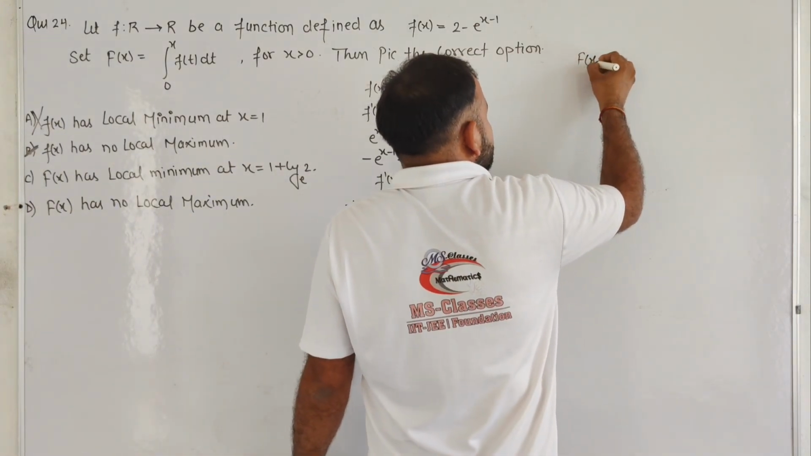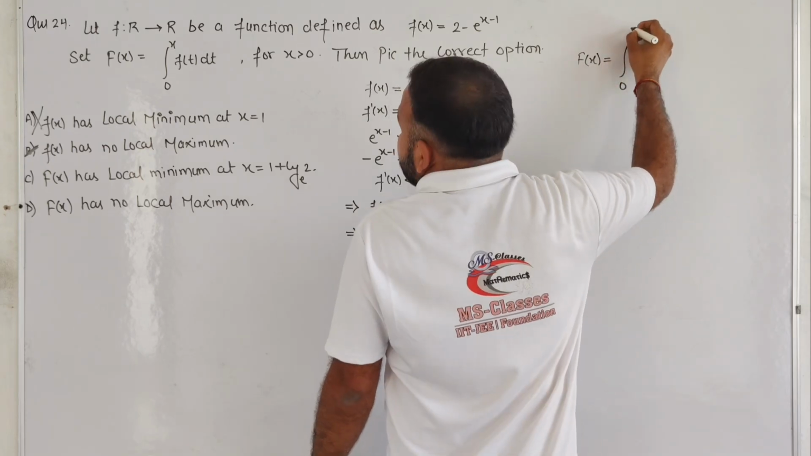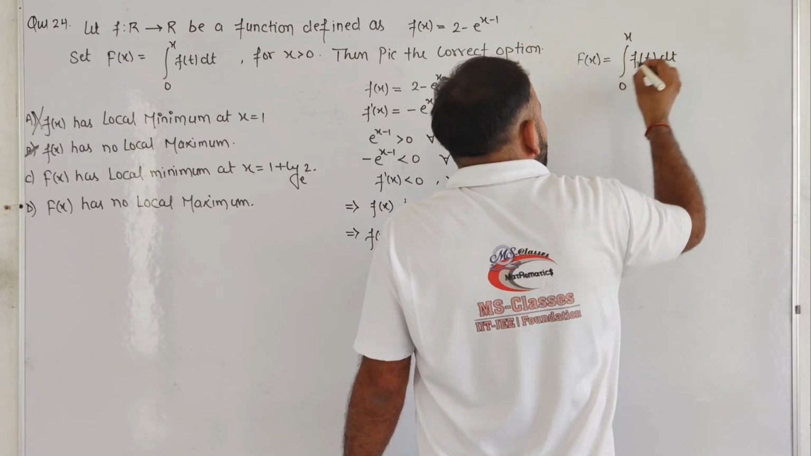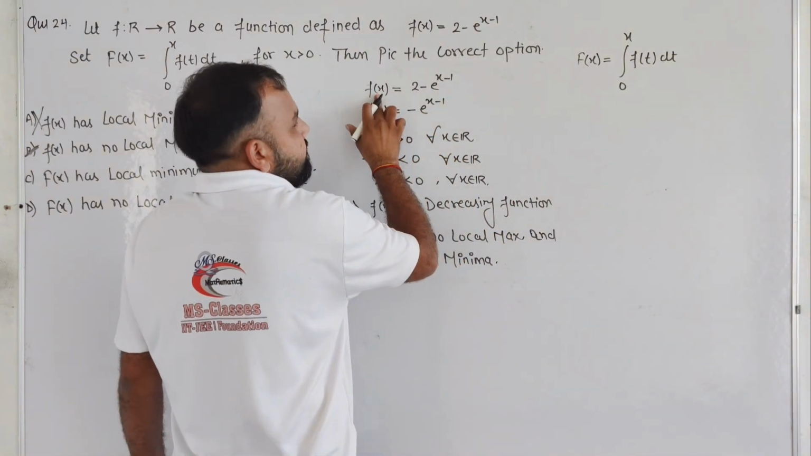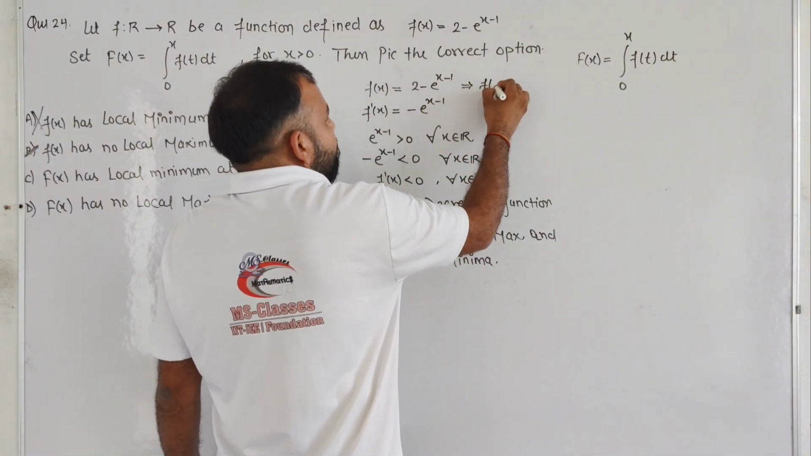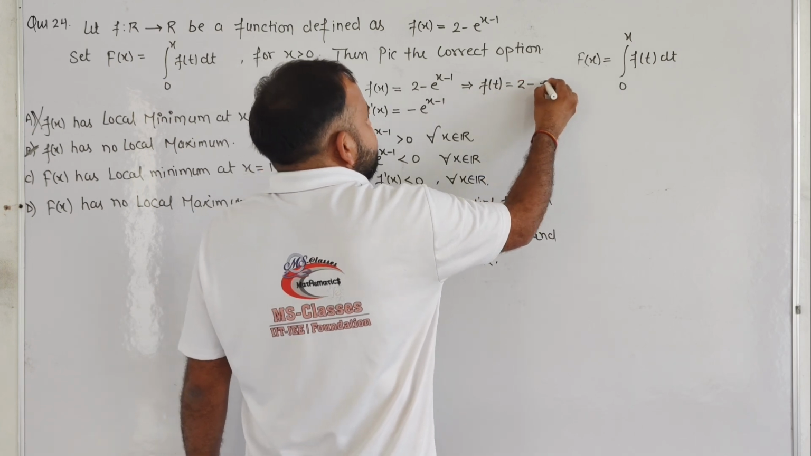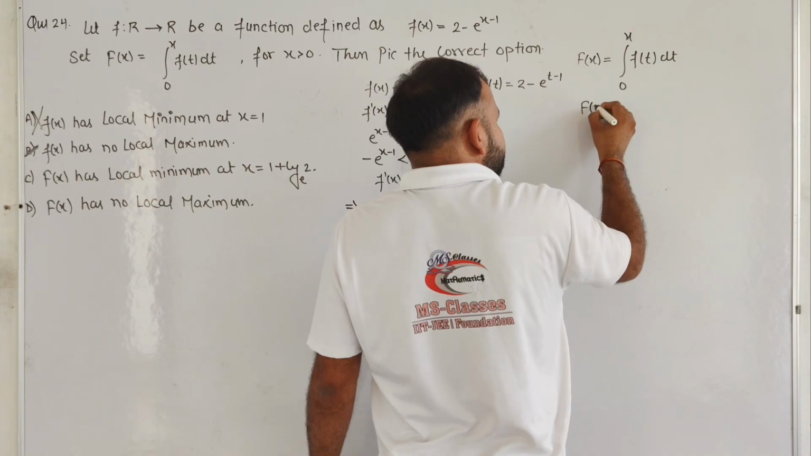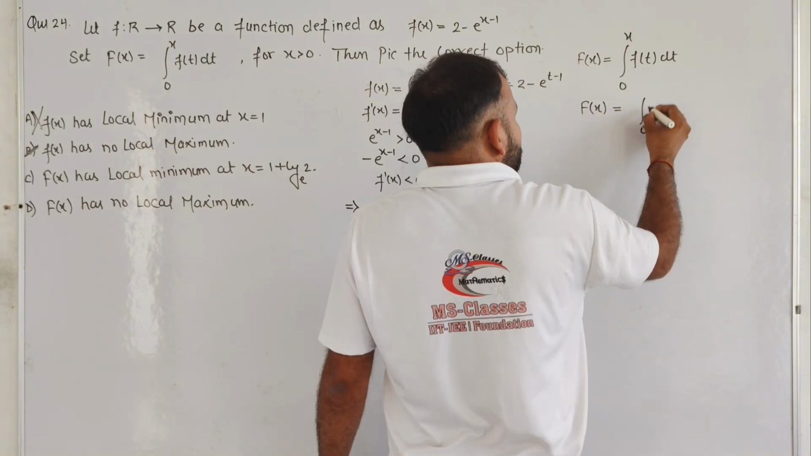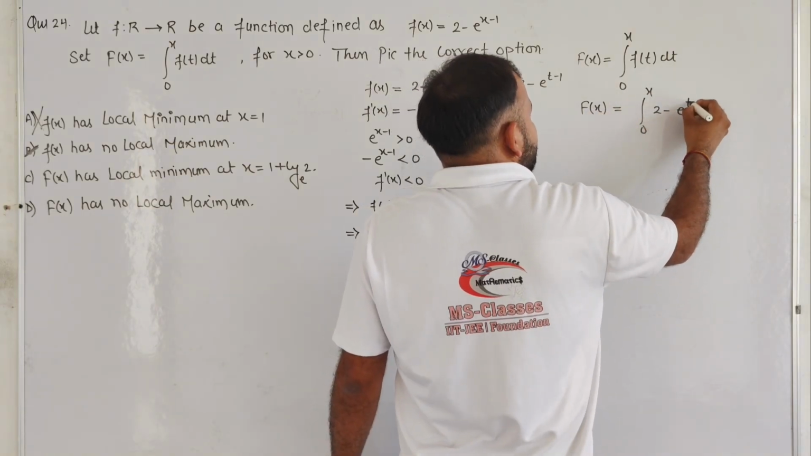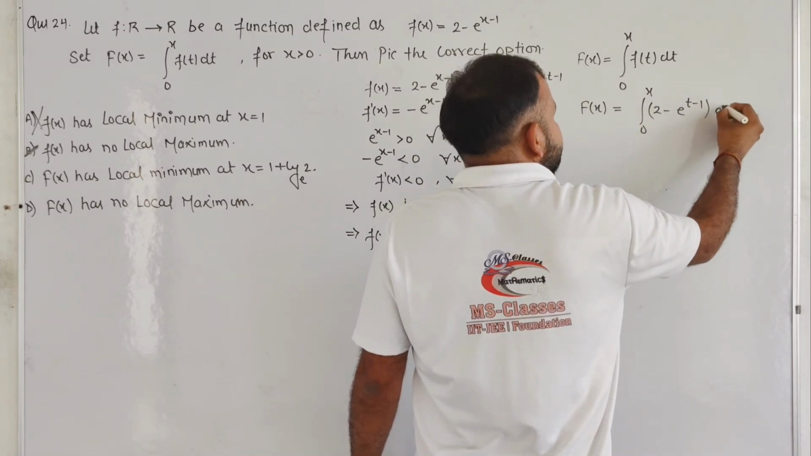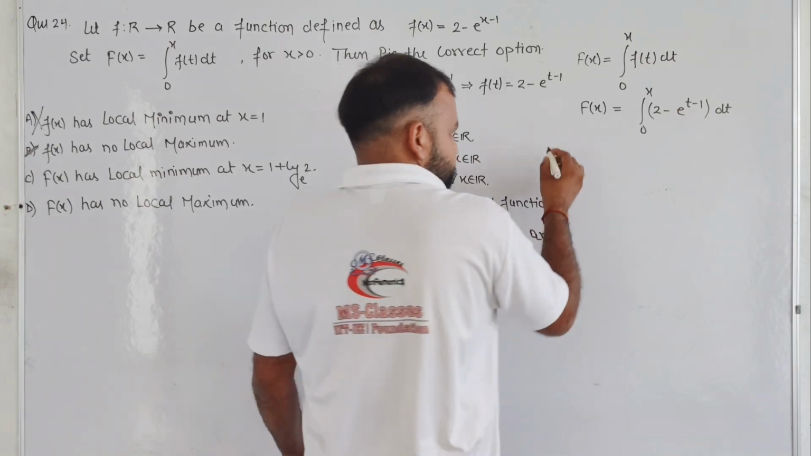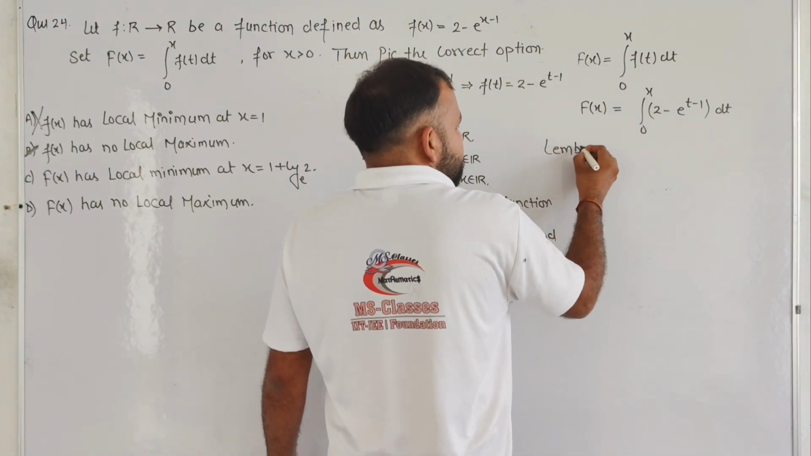Students, our capital F of x is the integration from 0 to x of small f of t dt. We know very well our function f of x is this one, so we can calculate small f of t as basically 2 minus e to the power t minus 1. So our capital F of x will become the integral from 0 to x of 2 minus e to the power t minus 1 dt. And students, do you know what Leibniz rule is? I am going to explain what Leibniz rule is.